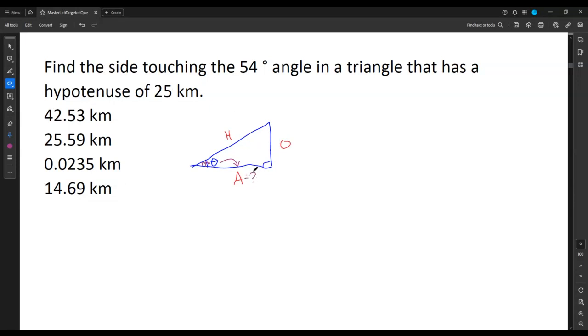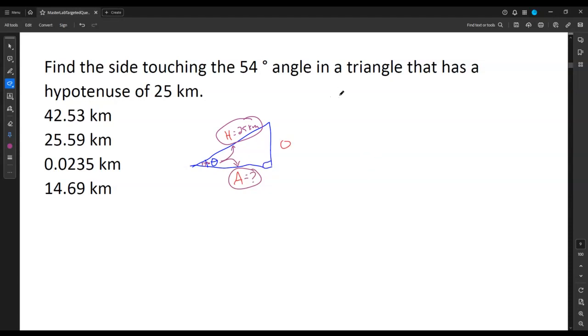It says find it, so we don't know what this is. For algebra, which is what this is eventually going to boil down to, there needs to be something missing or you're going to get stuck. Then it says that there's a hypotenuse of 25 kilometers. So the hypotenuse is the longest side, and we have a value for this one, so it equals 25 kilometers.